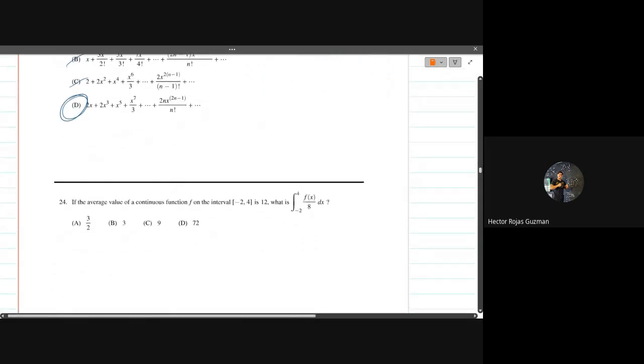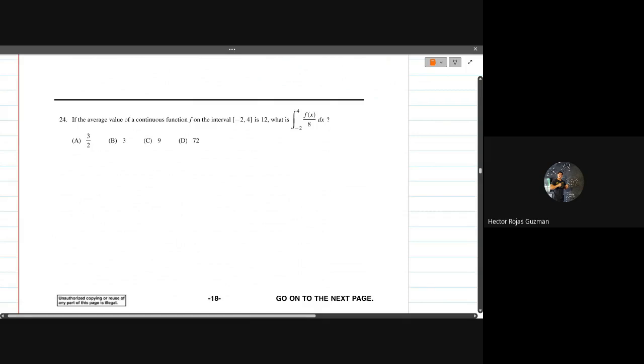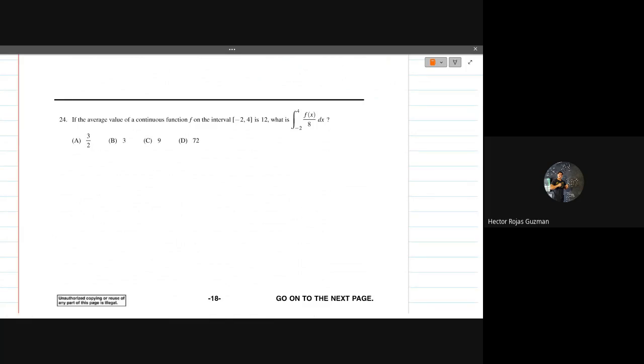Okay, number 24. If the average value of a continuous function is 12, then what is this integral? Okay, keywords here, average value. 1 over b minus a of the integral from a to b of f of x dx. 1 over 4 minus negative 2 of the integral from negative 2 to 4 of f of x dx. So they're telling me the average value is 12, right? So we're going to make it equal to 12.